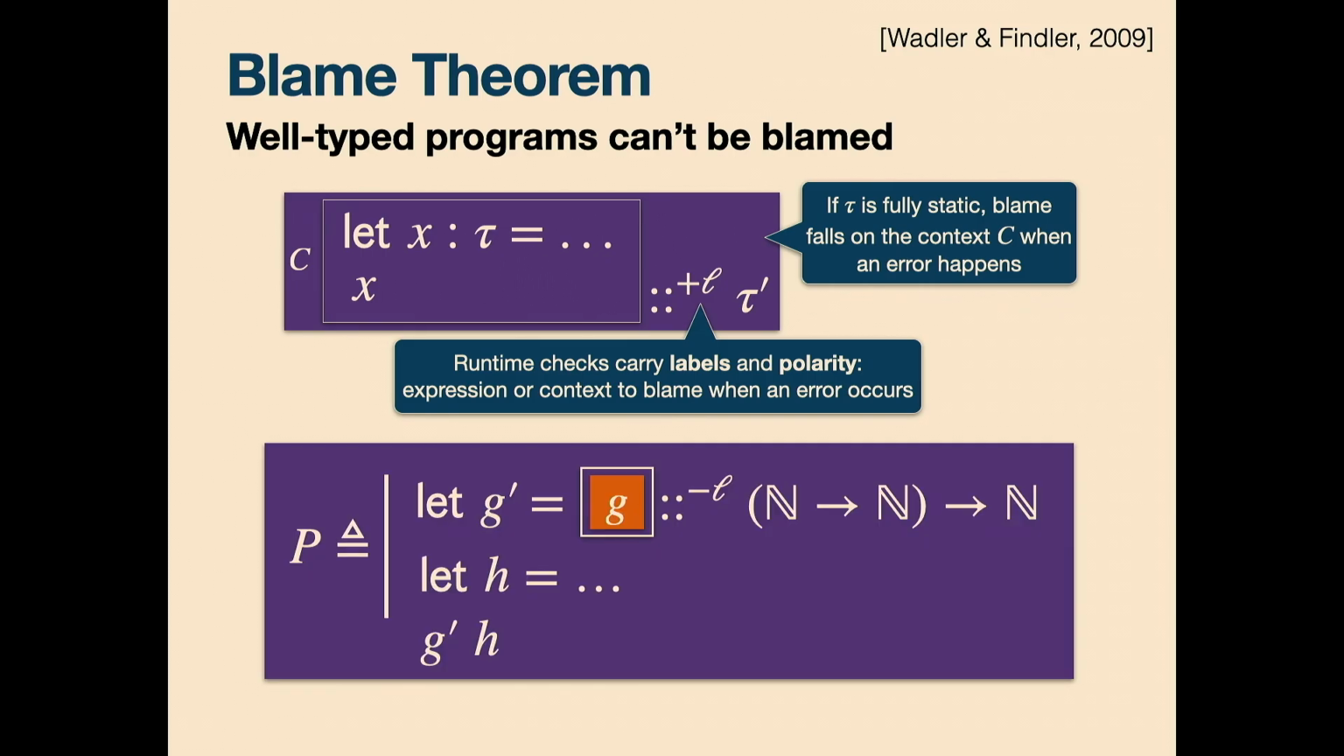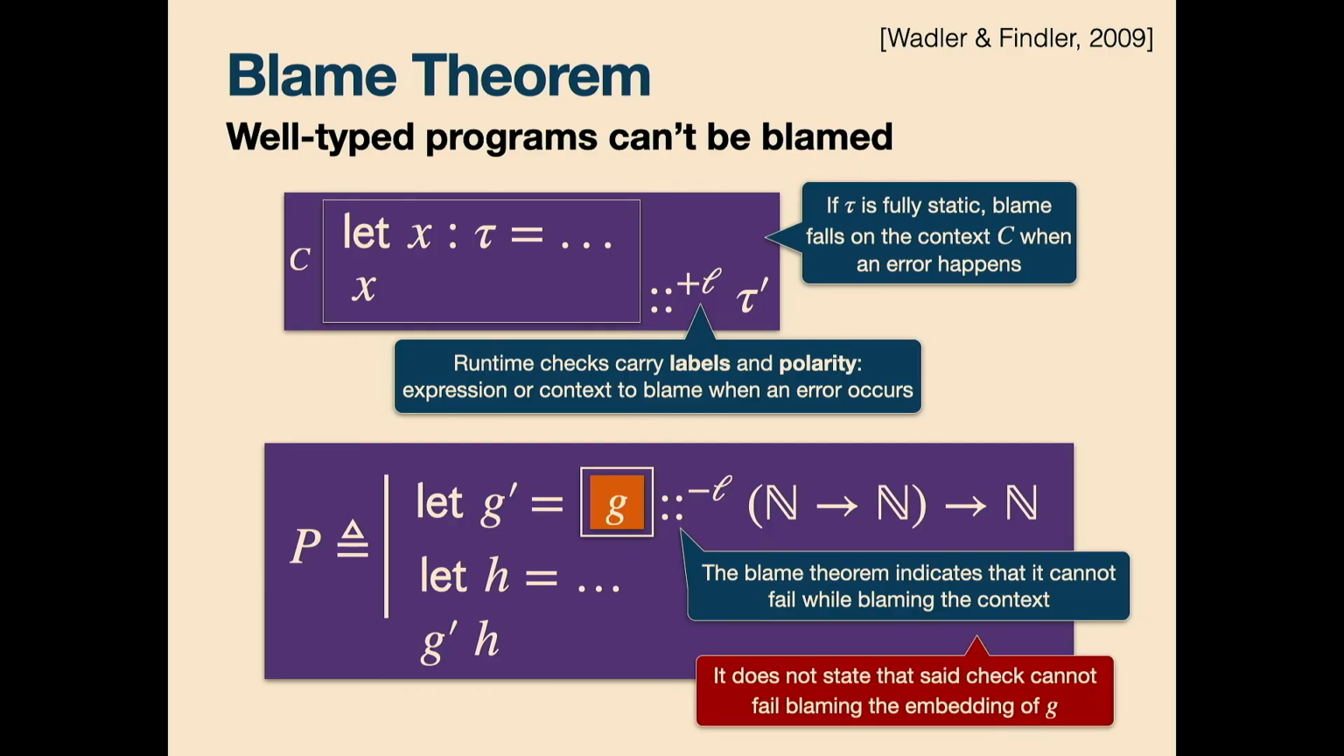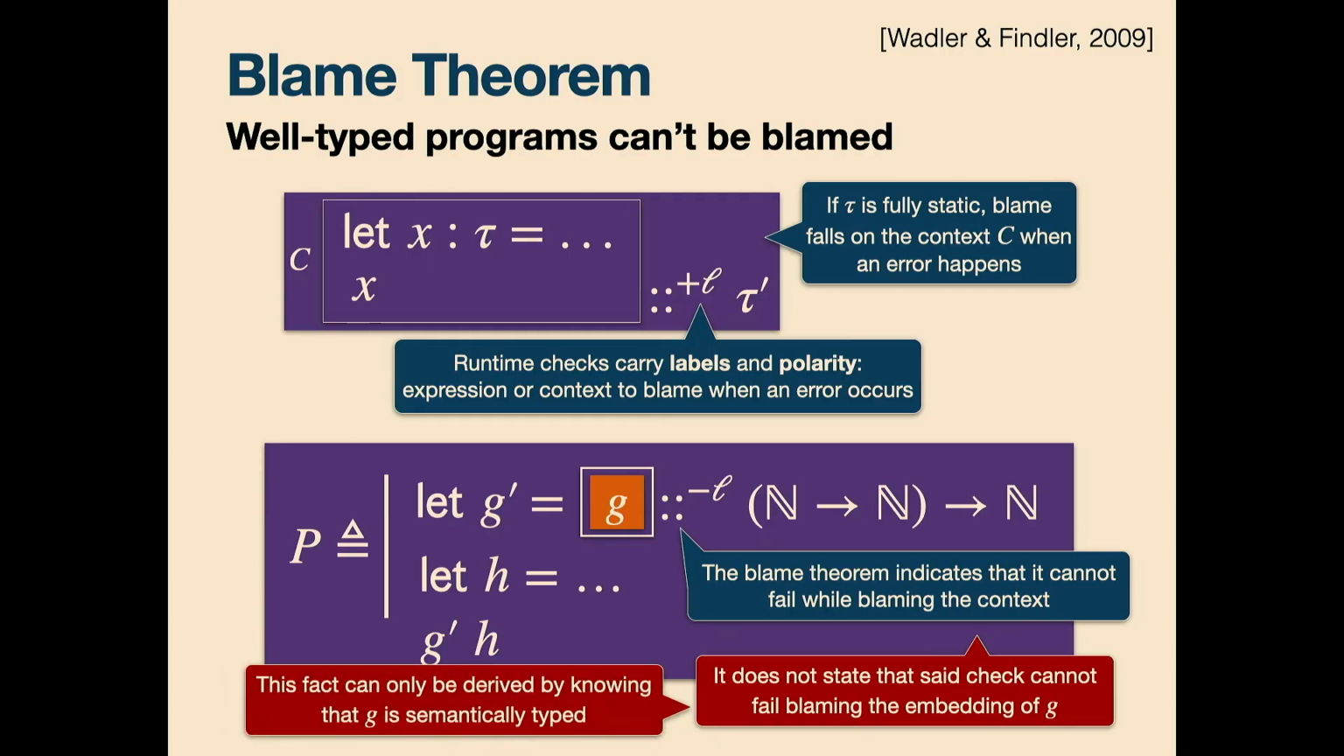So what happens with the previous program that we had before? We have the embedding of G ascribed to this static type. The blame theorem would indicate that, as we have a cast here from unknown to this static type, this program cannot fail while blaming the context. But it doesn't say anything about whether it cannot fail because of an ascription in G or a cast in G, because this fact can only be derived by knowing that G is semantically typed, which is something that is not part of the property.